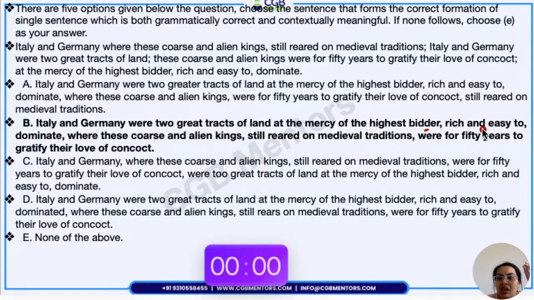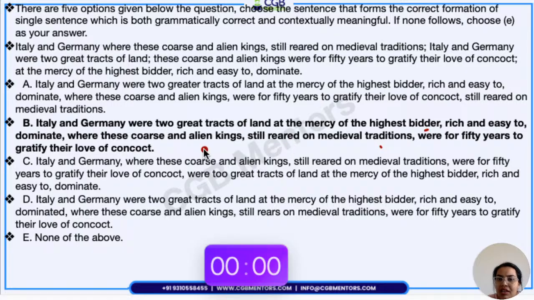Bidder कैसे थे? Rich and easy to dominate थे. Where these kings still reared on traditions were for 50 years to gratify. Now see, यहाँ पे we are getting a proper subject and the verb, it flows, and then we also get to connect where से आगे के चीज पे still reared on.